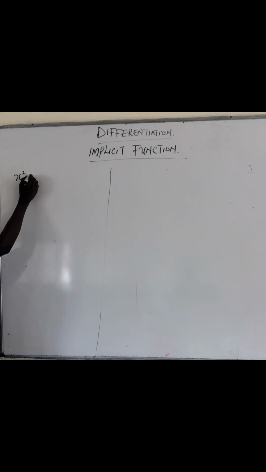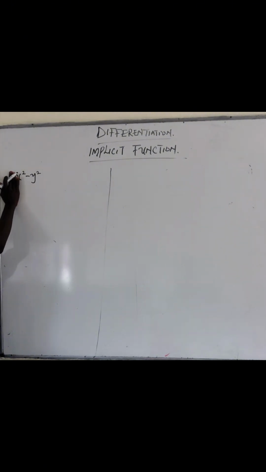x squared minus y squared. Now, this is one variable and this is one variable. Now, you can't say it's an explicit again because you know this what? This is an implicit function. You have x and y in a function. Do you understand what I'm talking about?